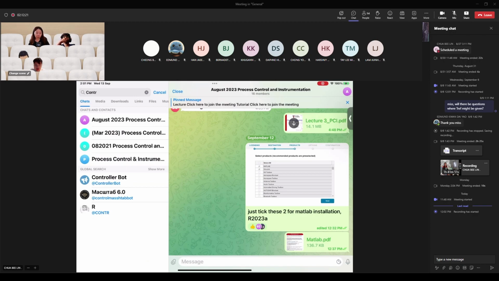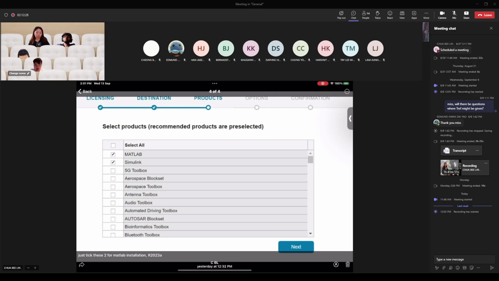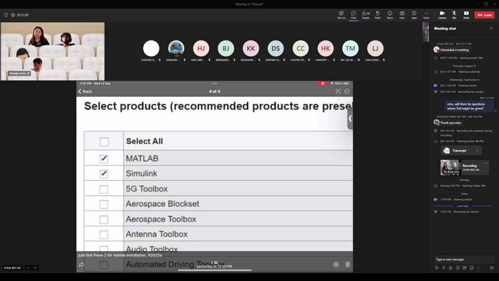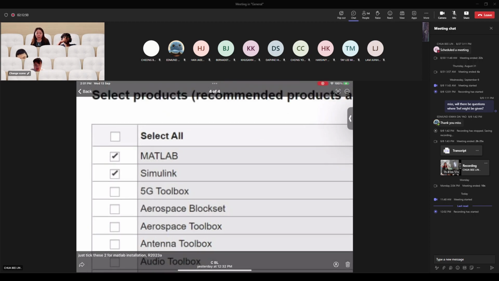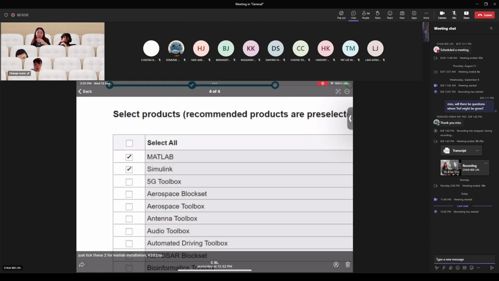And for your MATLAB installation, these are the files I have shared in the Telegram. You only need to tick these 2. By default, Simulink is not ticked. If you do not tick Simulink, after you install everything, when I want to use it, the Simulink toolbox will not be there. So if you can't remember whether you ticked Simulink or not, I suggest you just remove everything and download again. When they ask you which one you want, you tick these 2, MATLAB and Simulink.